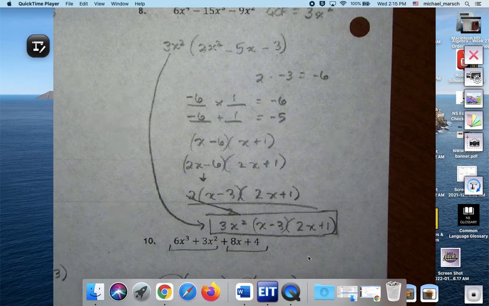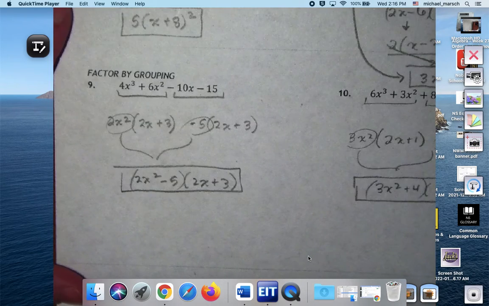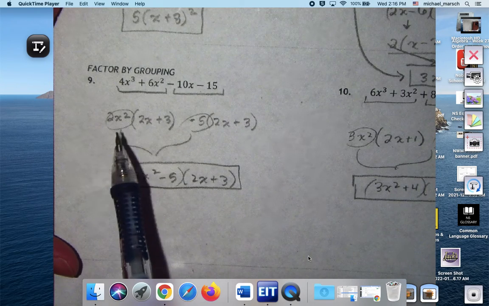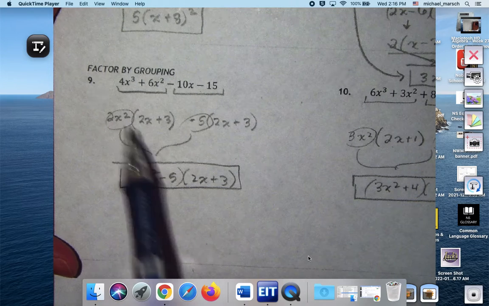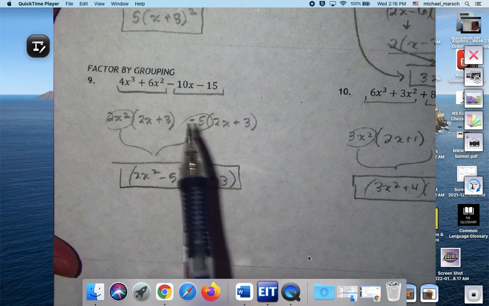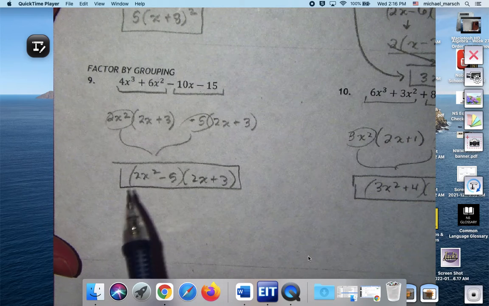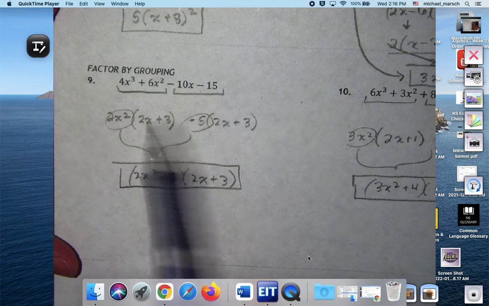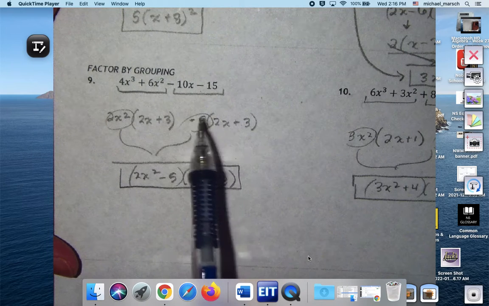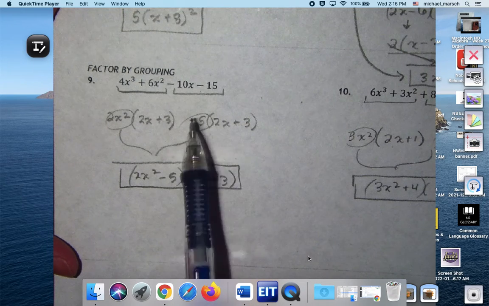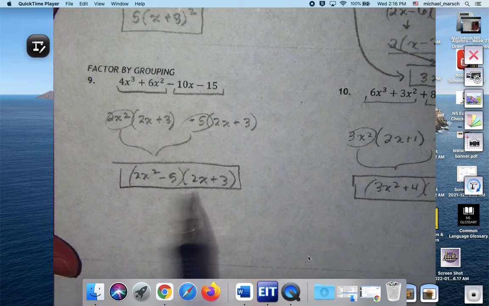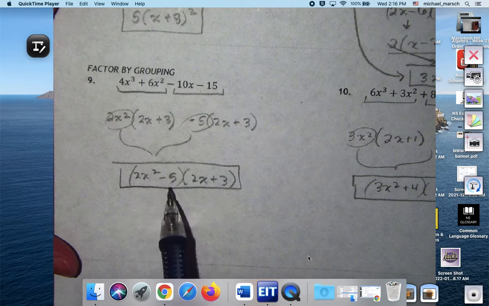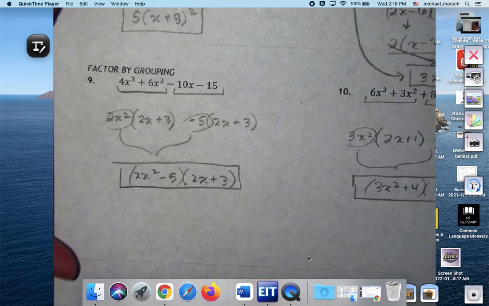And then hopefully the grouping ones weren't too terrible. I'll go back to number 8 in a second. So I took out 2x squared. I had to take out the negative 5 because I needed this to be 2x plus 3. Right? Remember, these quantities need to match. And also, this is negative here. So then I combine them and I get 2x squared minus 5, and then I bring the other quantity down as one of them.